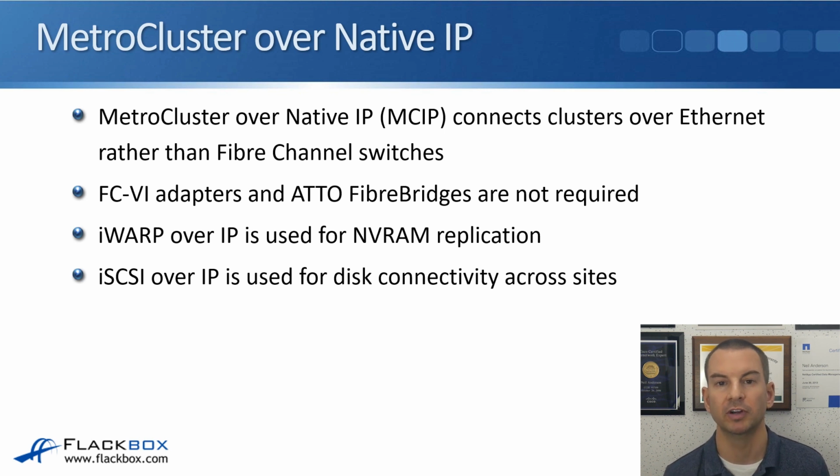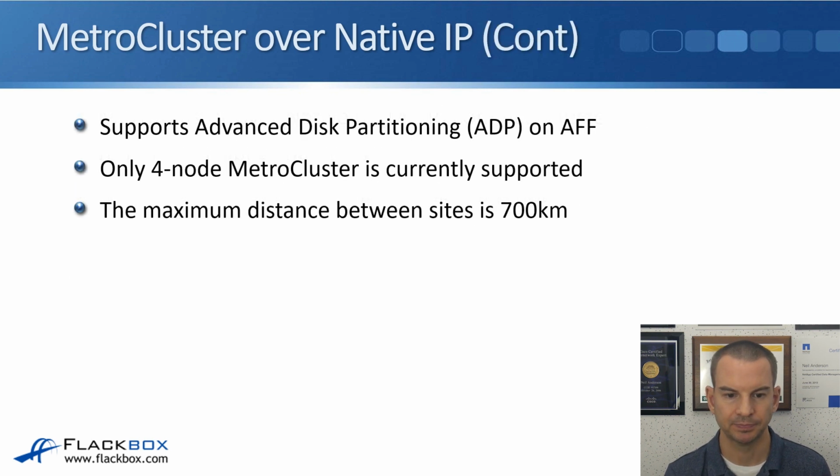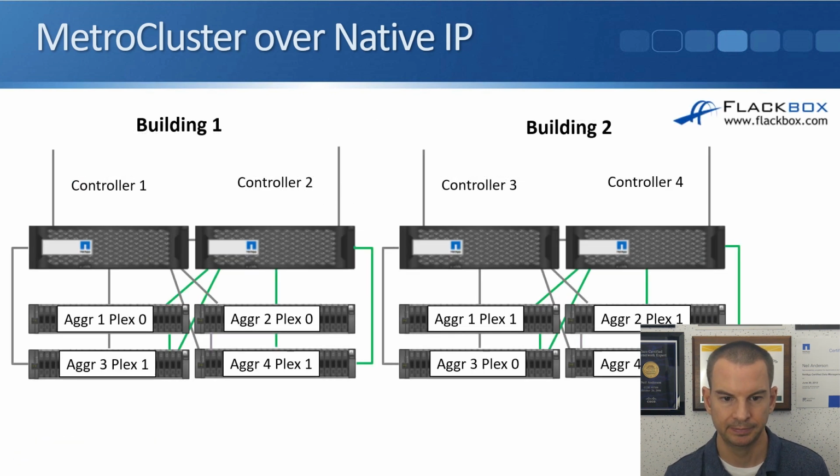So with MetroCluster over native IP, we don't need to use Fibre Channel. Everything runs over IP instead. This does support advanced disk partitioning on AFF systems, which is not supported when we're using the Fibre Channel configuration. But a limitation is that currently only 4-node MetroCluster is supported. The maximum distance when you use this configuration is up to 700 kilometers between the sites.